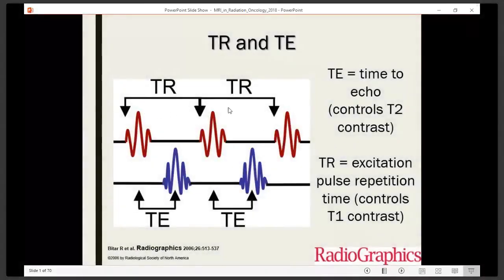By adjusting the parameters called the TR and the TE. By adjusting the TR, you adjust how much T1 weighting the sequence has. The shorter the TR, the more T1 weighting you have. By adjusting the TE, you adjust the T2 weighting, and the longer the TE, the more T2 weighting you have.